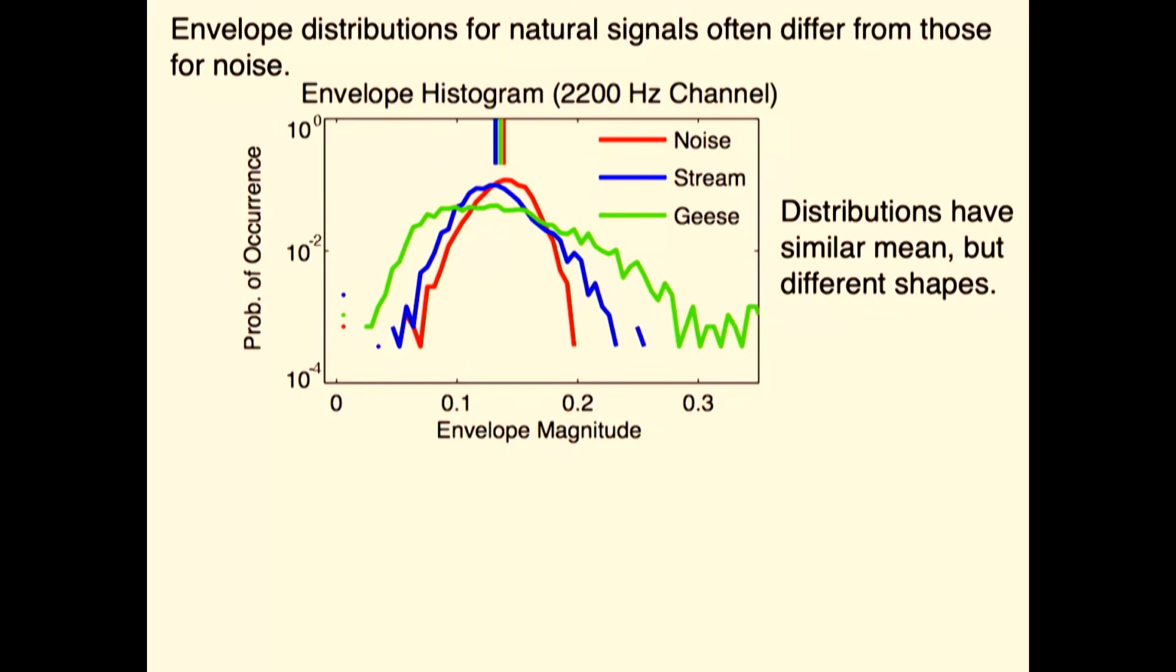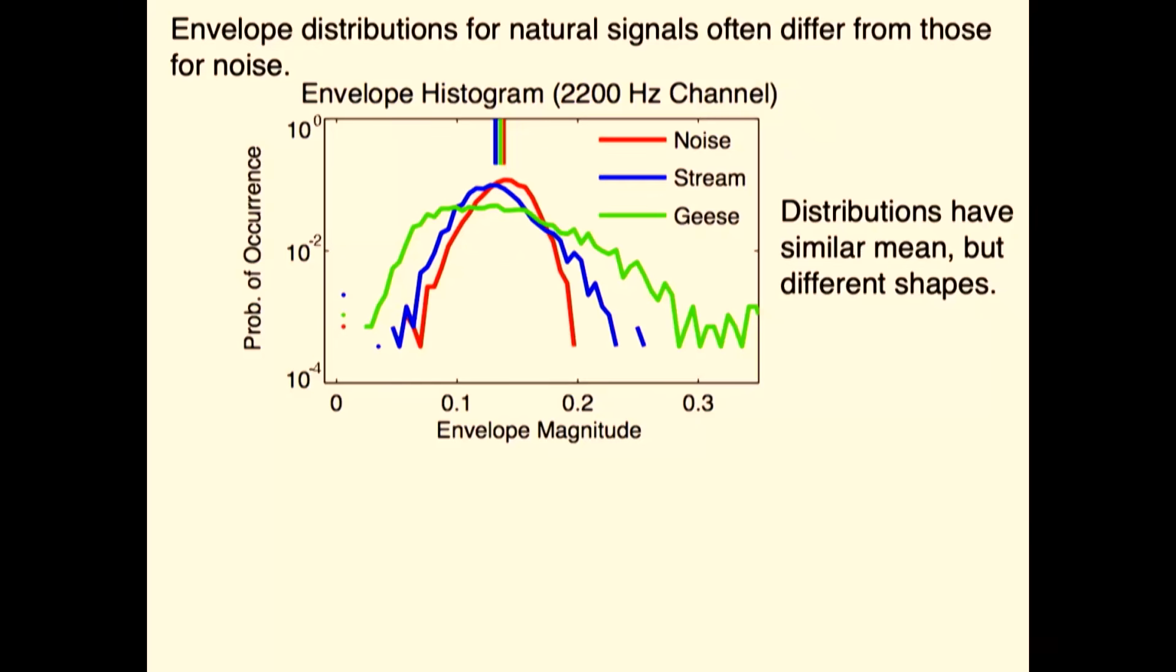The red curve is for noise, the blue curve is for a stream, and the green curve is for geese honking. What do geese do? They quack? Honk? Yeah, they honk. So that's geese honking. These particular examples were chosen so that they would have about the same average value. That's the little vertical line segments at the top. But you can see the distributions have different shapes.